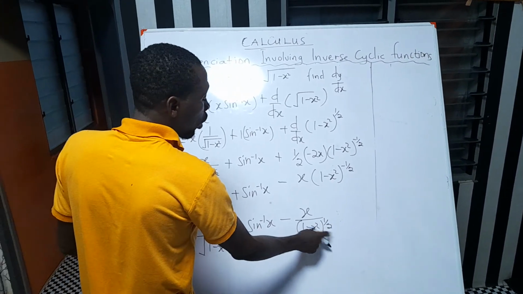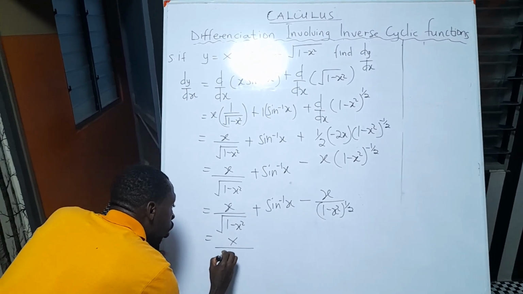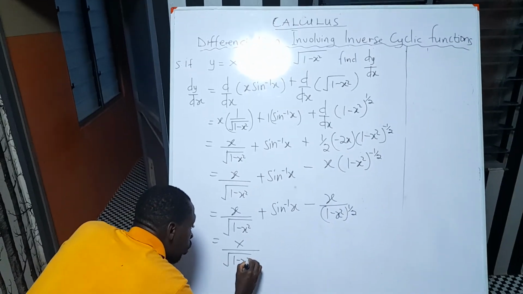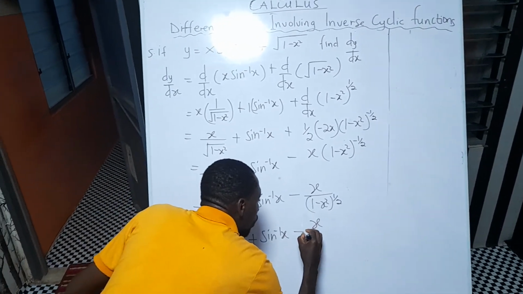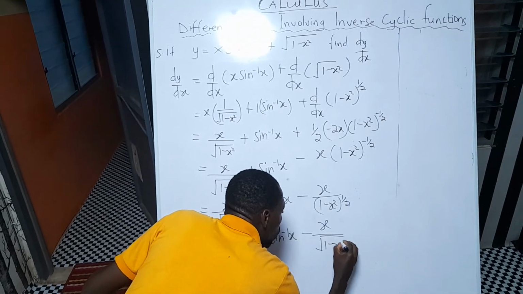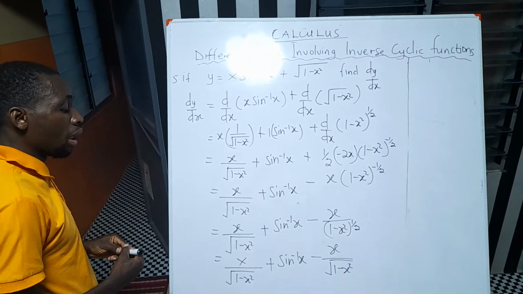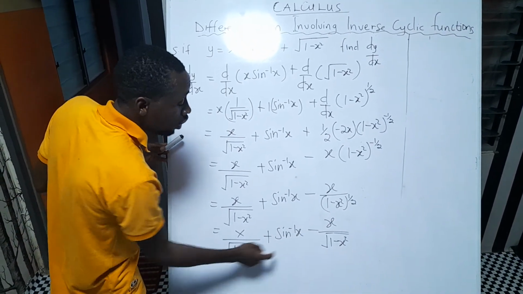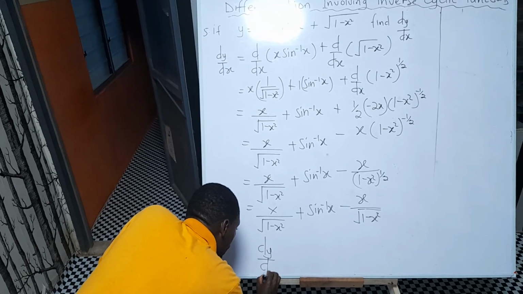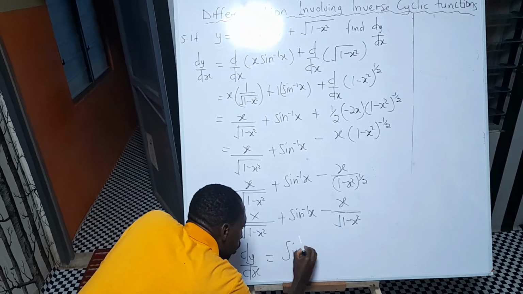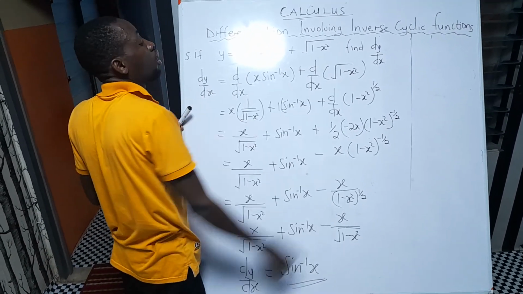Remember, any number to the exponent half is the same as the square root of that number. So x over root of 1 minus x squared plus sine inverse of x, then minus x over root of 1 minus x squared. I hope you get that. This exponent half is the same as root of 1 minus x squared. So this is the same as this. You can subtract. So what is left then? The only thing that is left there is sine inverse of x. Then this becomes our derivative of this function. I hope you get that.